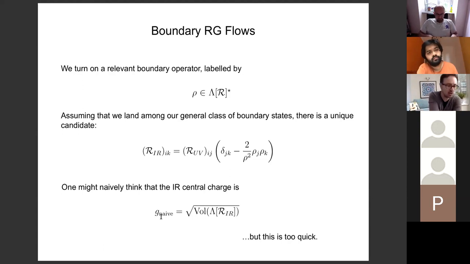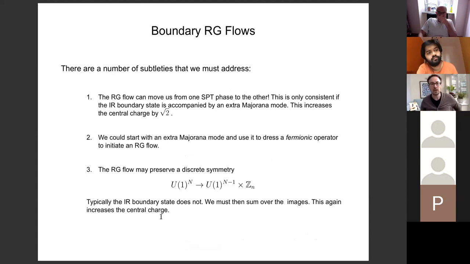Let me very quickly tell you some of these subtleties. All right. I've told you that all boundary conditions fall into one of two classes, this SPT classification. And when we were first looking at this, we assumed that under our RG flow, you would remain within the same class. It turns out that doesn't happen. You start with a boundary condition, you undergo RG, roughly half the time, you flip SPT class from one to the other. Now, this confused us.